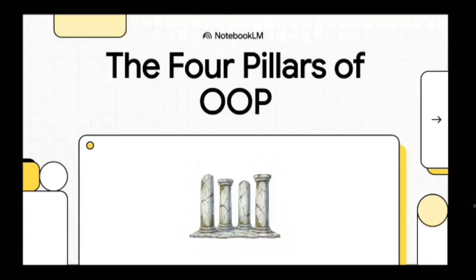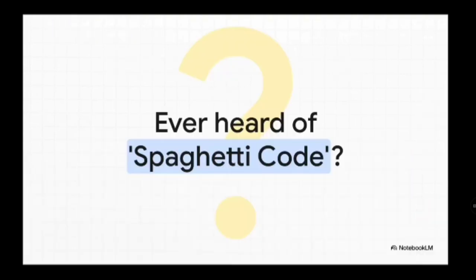Object-oriented programming, or OOP for short. We're going to get into the 4 foundational pillars that make it such a smart and honestly elegant way to build things with code. So, to really get why OOP is such a big deal, we first need to talk about the problem it was invented to solve.